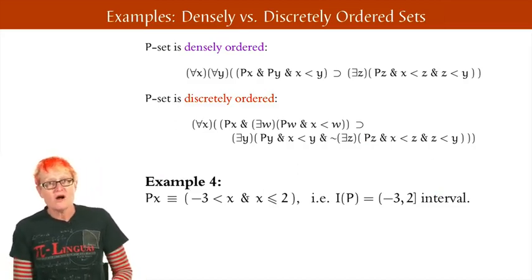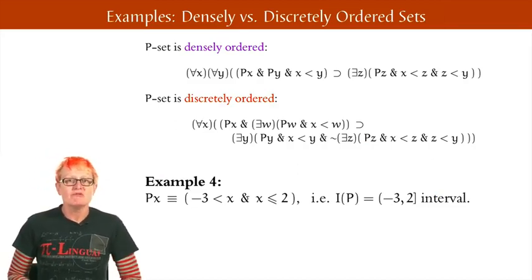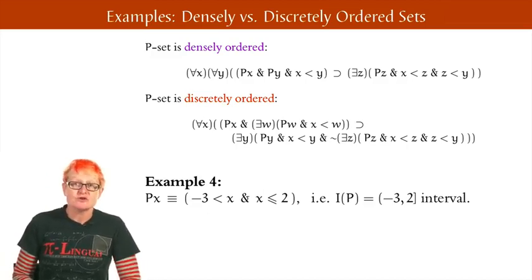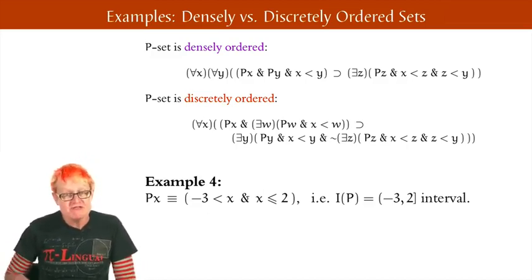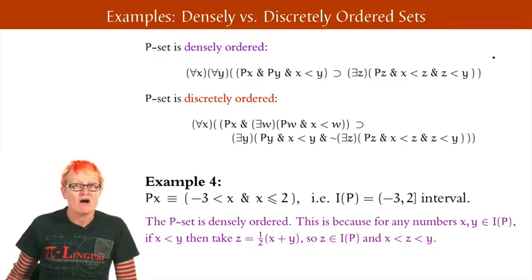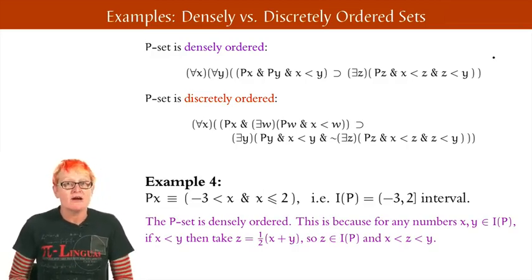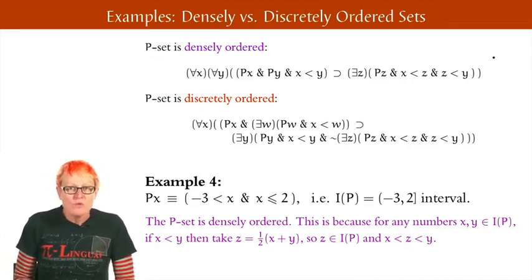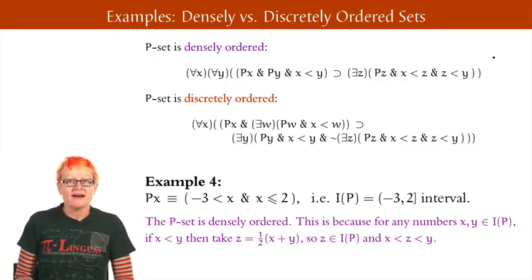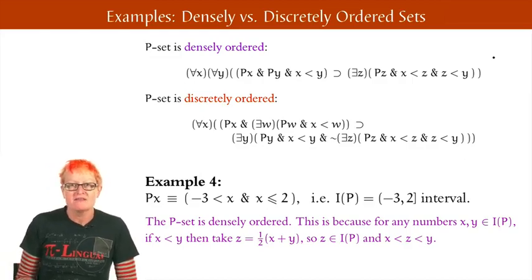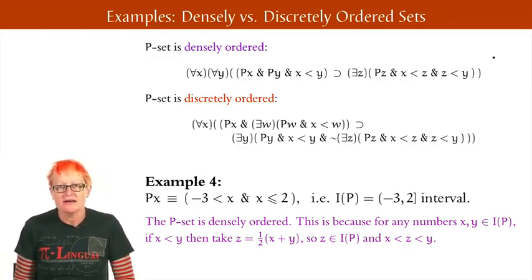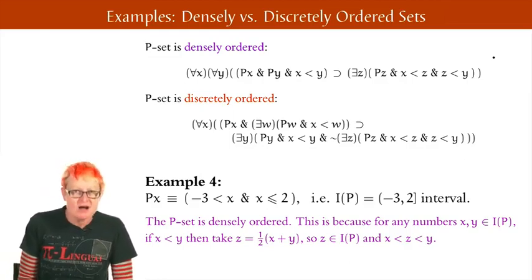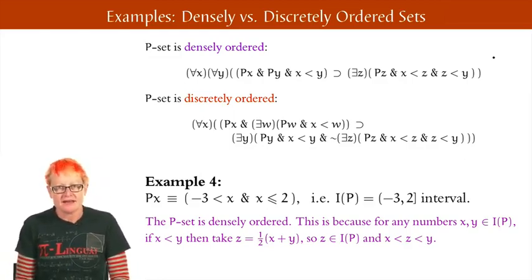For example 4, consider the interval of all real numbers up to and including the number 2 and down to but not including -3. Now, real intervals like this one are always densely ordered, because we can always take the midpoint, 1/2 (x plus y), of any two numbers x and y in the interval, and this midpoint will always lie inside the interval between x and y.